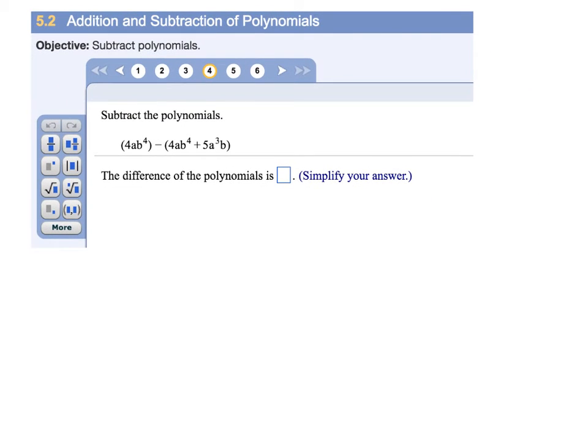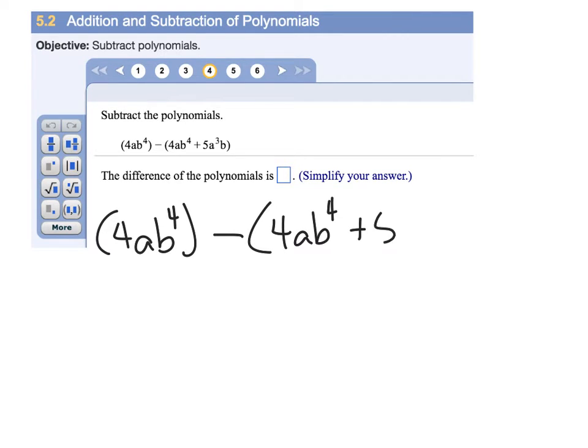So we have in parentheses 4ab to the fourth power. That's just a monomial right in there. And then we have minus the quantity 4ab to the fourth power plus 5a to the third power b. And again, this front term has no number in the front, has no positive or negative, so it's positive. So there's no need for the distributive property, so we can just drop the parentheses.